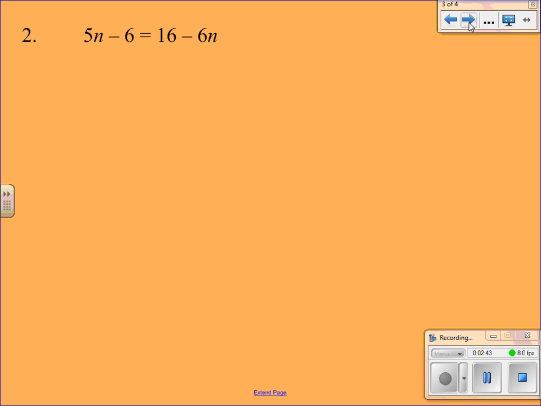Next example. We're going to start again by moving the variables over to the left-hand side. Only this time I have a minus 6n, so I want to do plus 6n on both sides. Again, be really careful about lining up your work. 5n plus 6n gives us 11n. Bring down the minus 6. Bring down the 16. Obviously, the 6n's canceled there on the right-hand side.